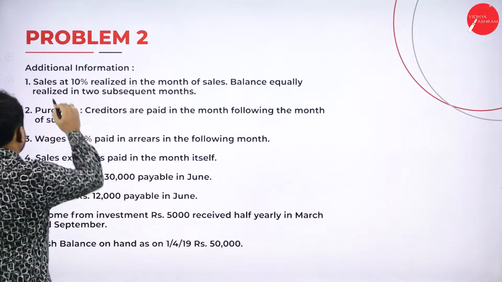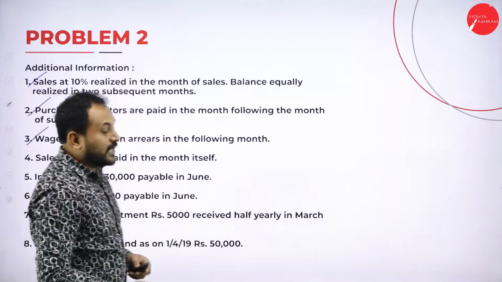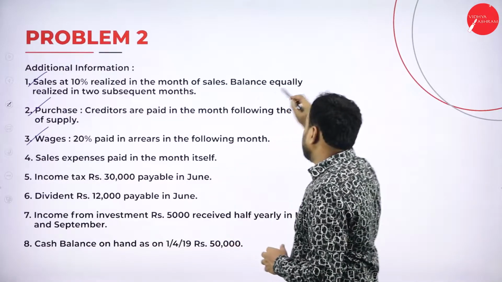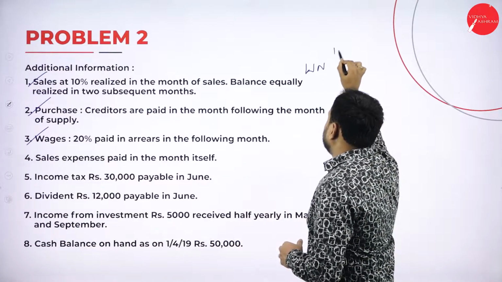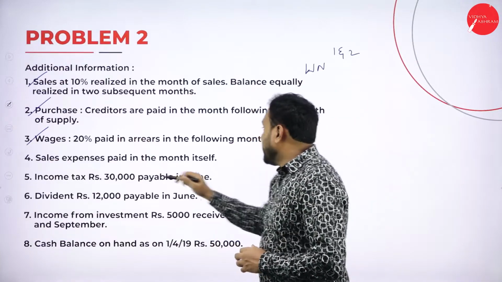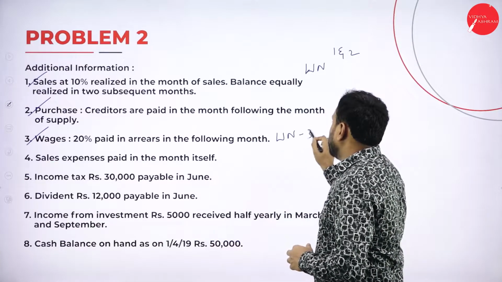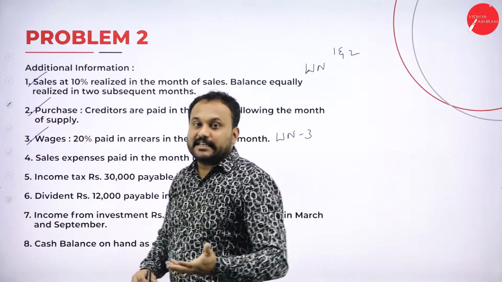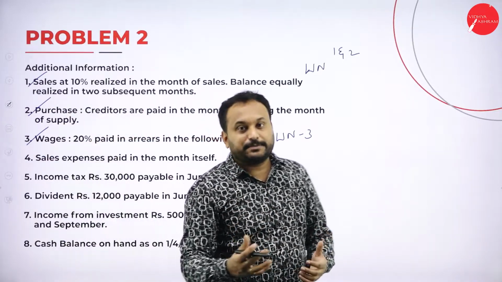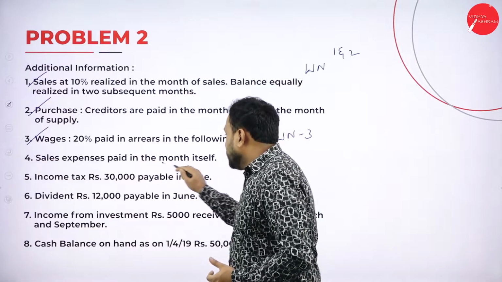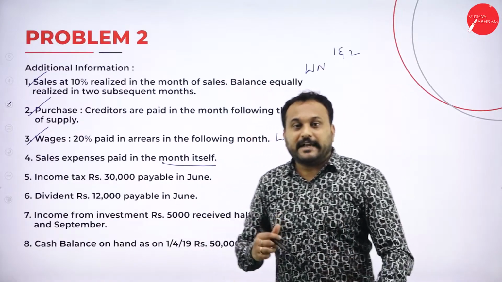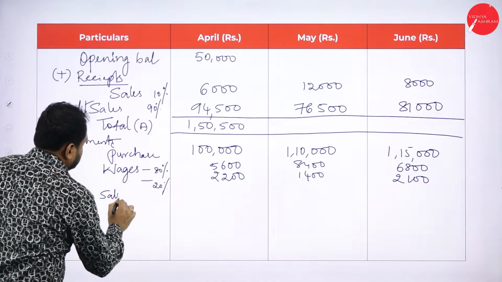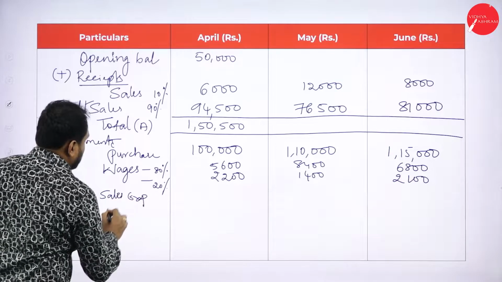Now I'm done with my sales, purchase, and wages also. Next, these are the two entries which were very important, for which we had working notes. We had two working notes here, that is 1 and 2. Then we had one working note, that is number 3. So the next one is sales expenses paid. Now what is the sales expenses? Sales expenses is also a payment, paid in the month itself. So whatever the sales expense is, it is paid in the same month. So we'll go with the sales expenses here.